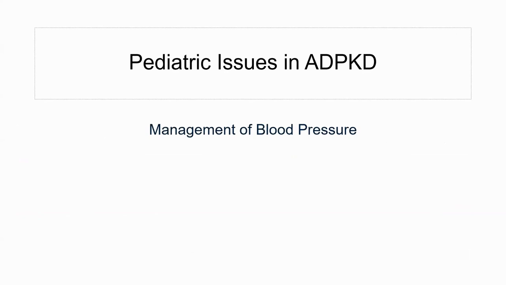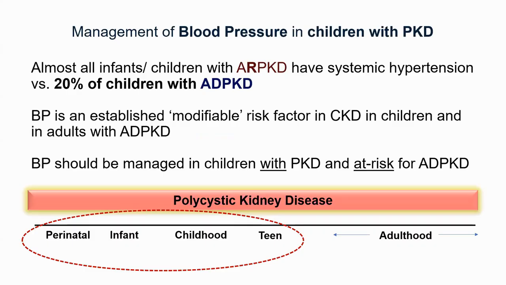Management of blood pressure is something that we talk about in adults all the time. What are the specifically pediatric issues related to ADPKD, and how does blood pressure control factor into all of that? We know that when you have the more severe autosomal recessive kind of polycystic kidney disease, almost all of those kids will have systemic hypertension or high blood pressure. And a good proportion of children with ADPKD will have high blood pressure.